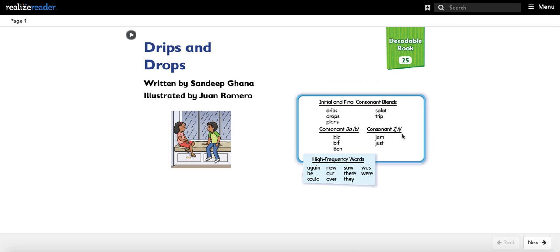Okay, let's look at our consonant J. Can you read the first word? Jam. Good job. Can you read the next word? Just. Just. Good job. And here are our high frequency words. Let's see if you know them. The first one is again. Can you say again?